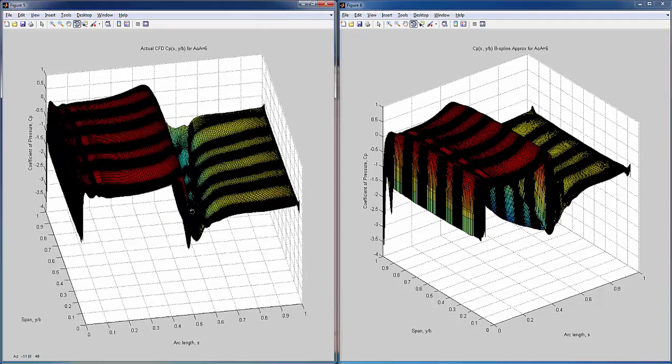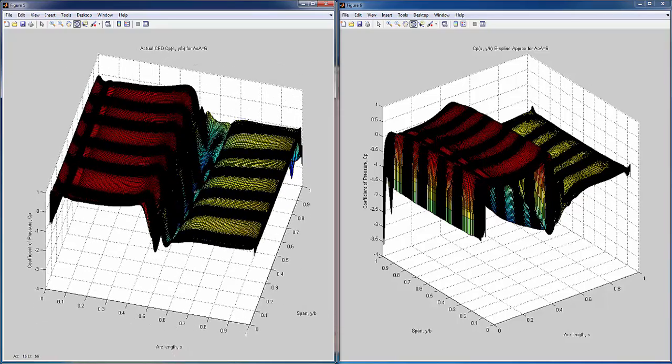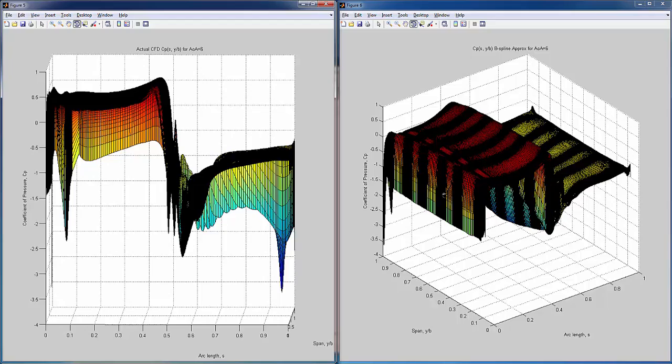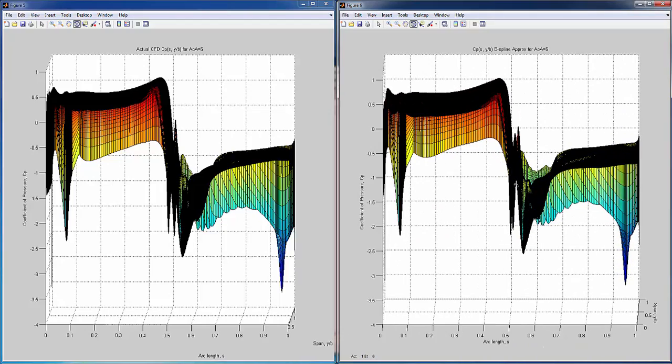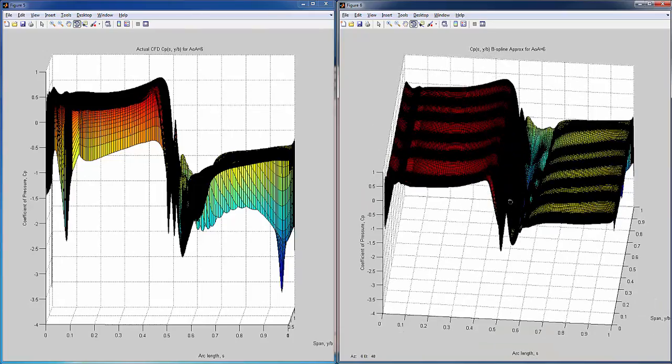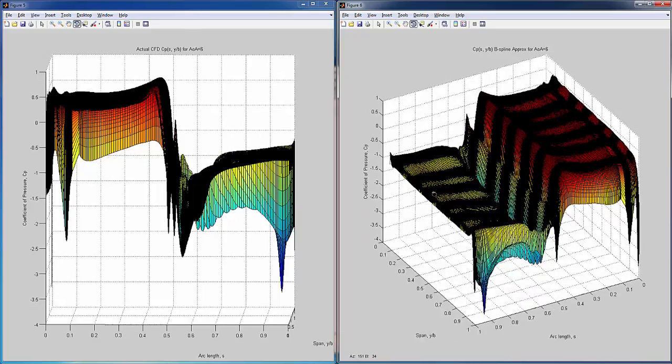We can rotate a little bit. We can see more of the pressure gradient near the leading edge. If we rotate the B-spline approximation, we see the same approximation level or gradient level.